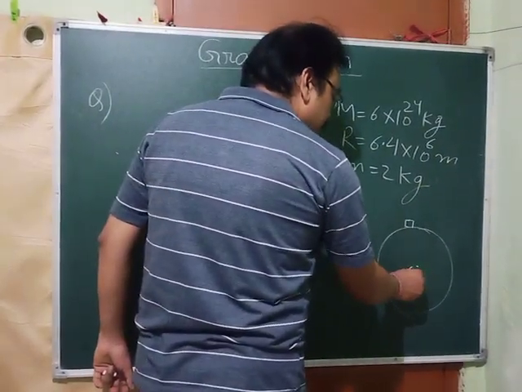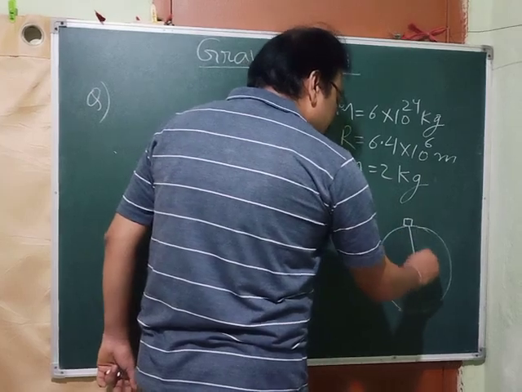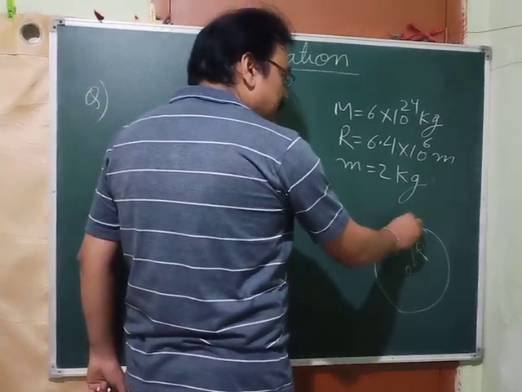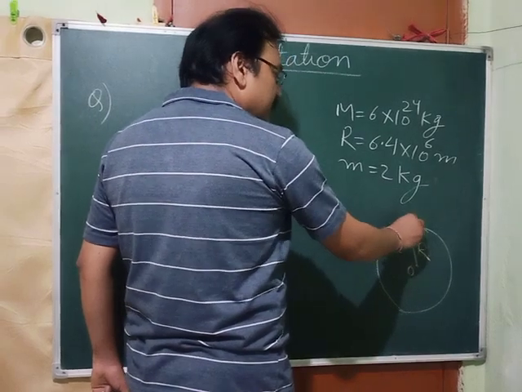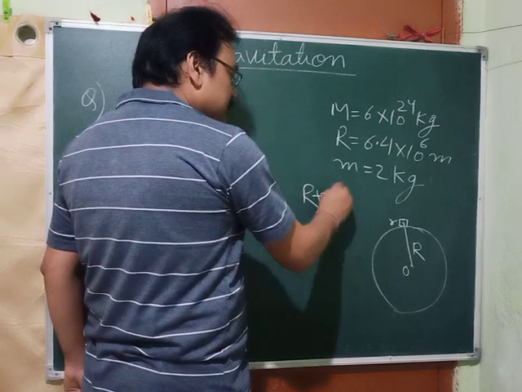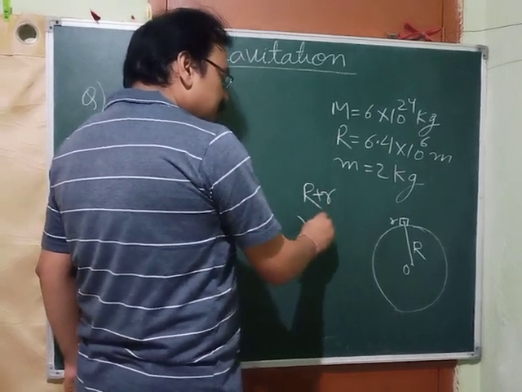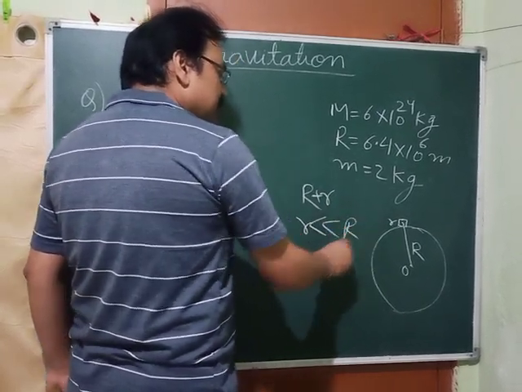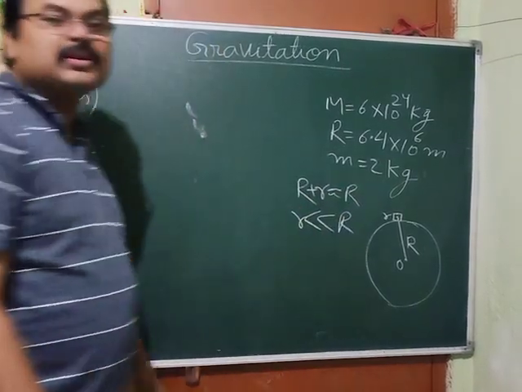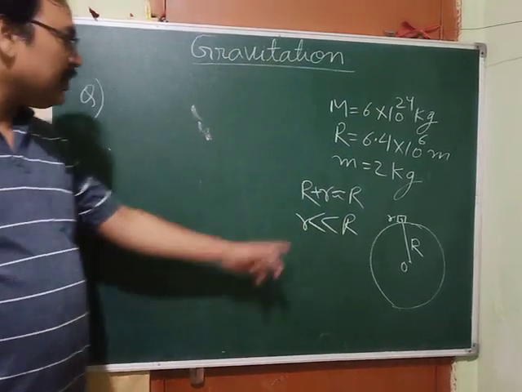This is the center of the earth. From the center of the earth, this distance is how much? Radius of the earth, almost. And the distance from its center to the surface of the earth is very small. We can take it as small r. So total distance is R plus small r. But small r is much less than capital R. So what can we write? This is approximately equal to the radius of the earth, because small r is very small.